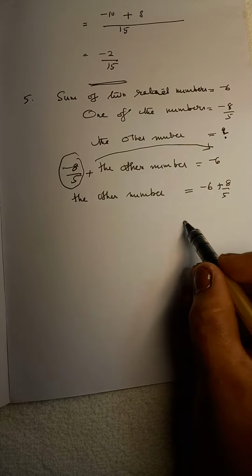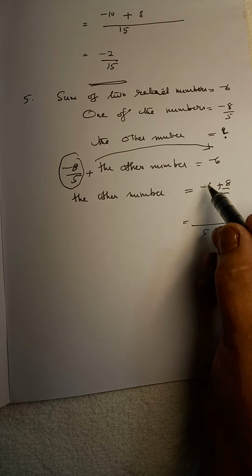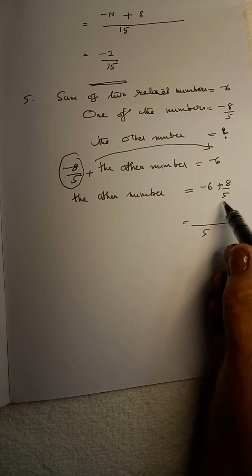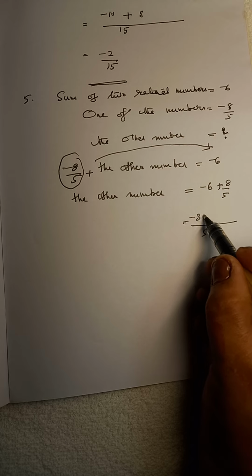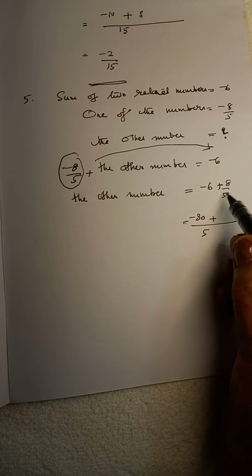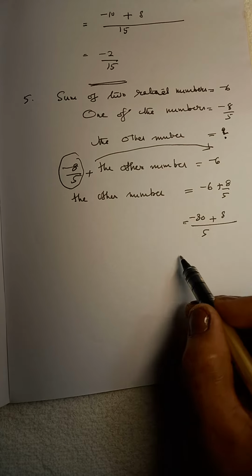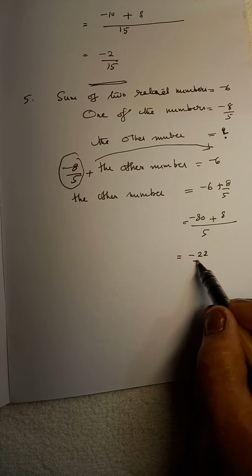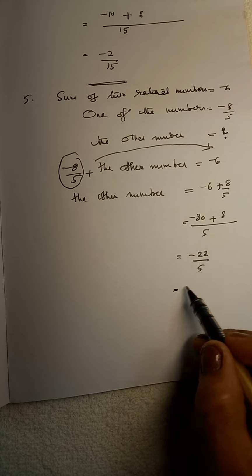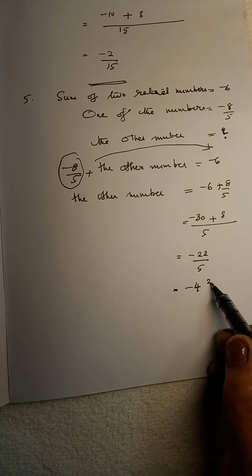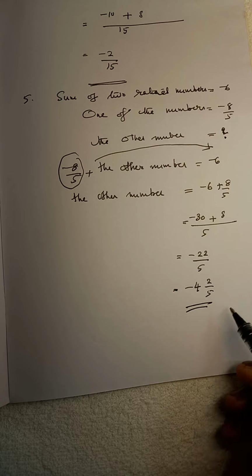Now here the LCM is 5. Then we can directly multiply minus 6 and 5. That is minus 30. Plus 5 by 5 is 1. 1 into 8 is 8. So this is equal to minus 22 by 5. And that is equal to minus 4 and 2 by 5. That is the answer.